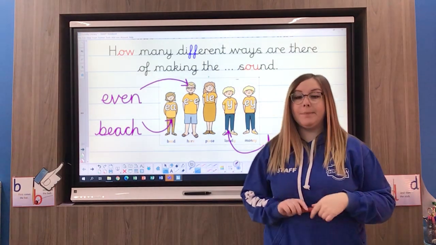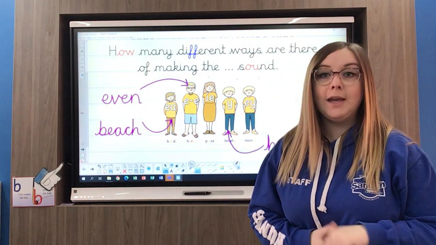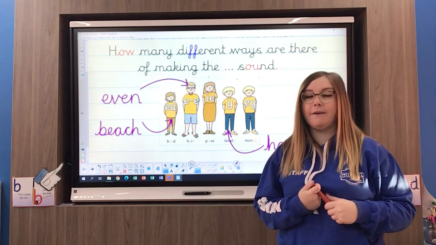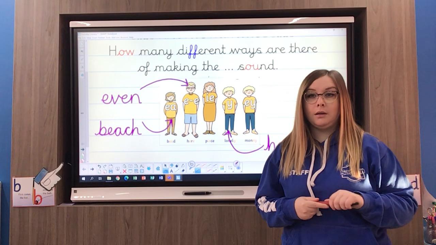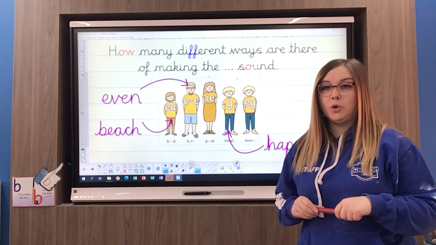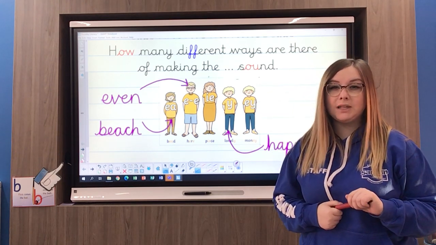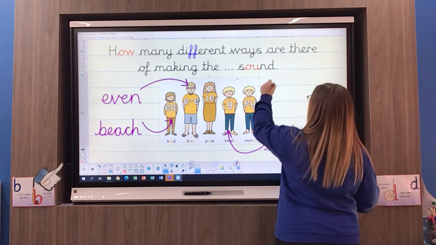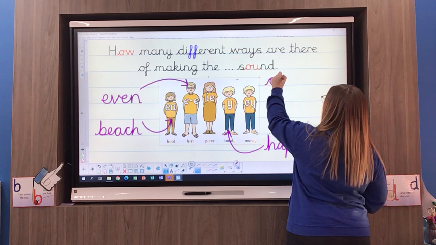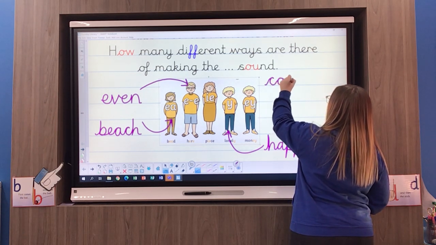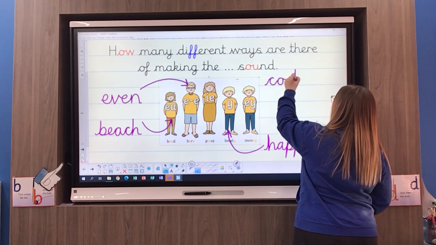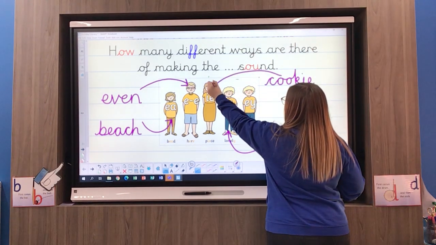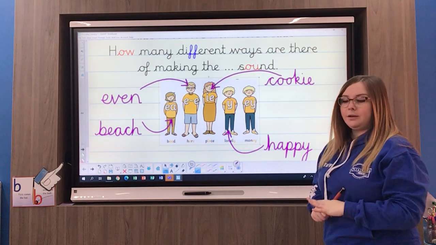And then what about cookie? Which E sound is it in the word cookie? My favourite. Have a little think which one goes at the end of words sometimes, but sometimes in the middle. Okay, so cookie, k, oo, k, E is ear. Well done if you got that one.